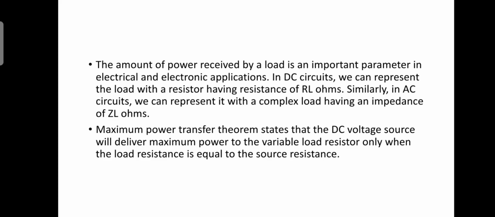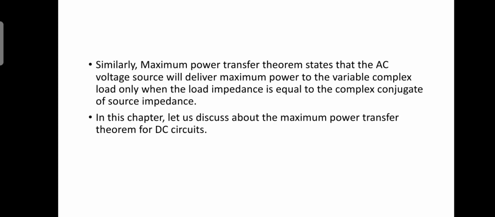Maximum power transfer theorem states that the DC voltage source will deliver maximum power to the variable load resistor only when the load resistance is equal to the source resistance. Similarly, the theorem states that the AC voltage source will deliver maximum power to the variable complex load only when the load impedance is equal to the complex conjugate of source impedance. In this chapter, let us discuss the maximum power transfer theorem for DC circuits.